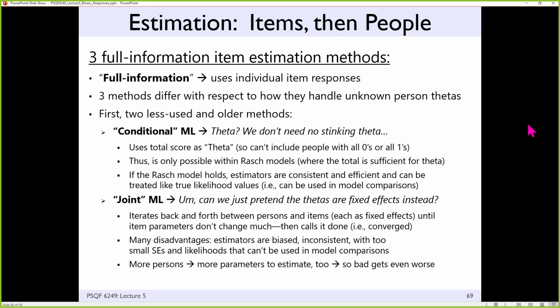In Susan's IRT book, I think I assigned the estimation chapters to that. She discusses some of the older methods that tend not to be used as much. So conditional maximum likelihood you may have heard of before in IRT class. Is that a thing? Yeah, that's for Rasch models, where basically you treat the sum score as if it were theta. Joint maximum likelihood treats all the thetas as if they're fixed effects, which is not good because then the more people you have, the more parameters you have to estimate, which is not how it's supposed to work.